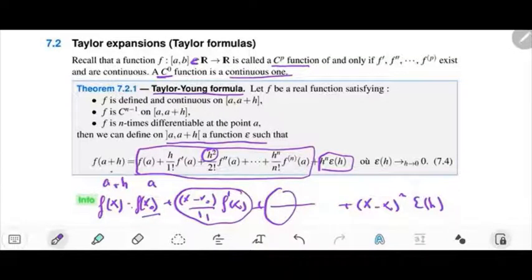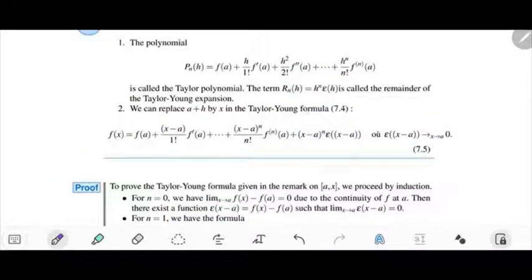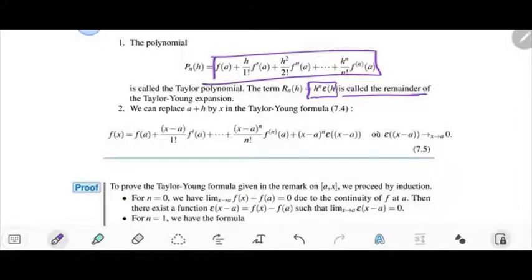But usually it might be sometimes easier to represent it like this. Okay, I mean with a plus h and h. So the term h^n epsilon of h is called the remainder of the Taylor-Young expression, and the term f of a until h^n over n factorial times f^(n) of a is called the Taylor polynomial.